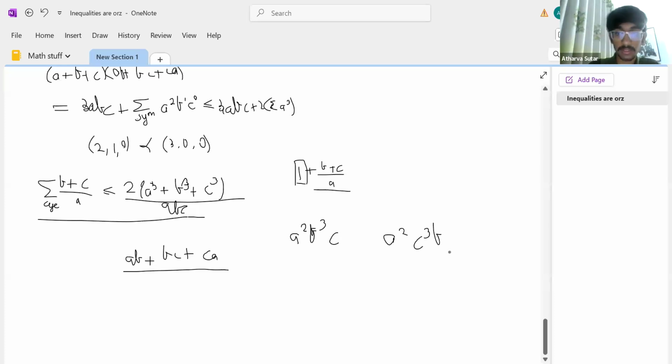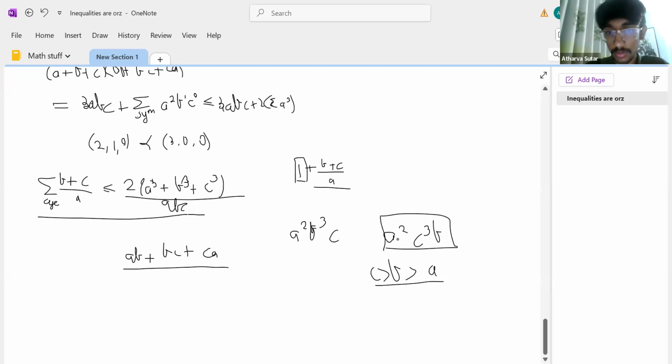And in the question statement, if it is given that C is greater than B is greater than A, a cyclic sum would use this condition, but in a symmetric sum you would have this extra term which is greater in value. So it doesn't necessarily hold. It could hold in some cases, but it doesn't necessarily hold. You need to be careful.